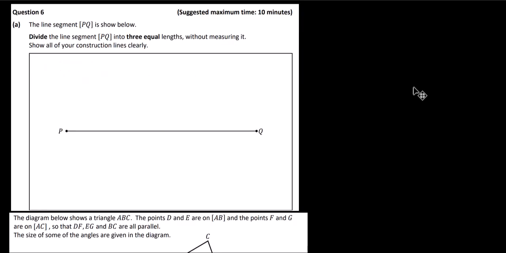Okay, so we have our line segment here. What you would do first is draw a line down along here. Doesn't really matter how long. Then you would place your compass here and draw 3 arcs down along here.